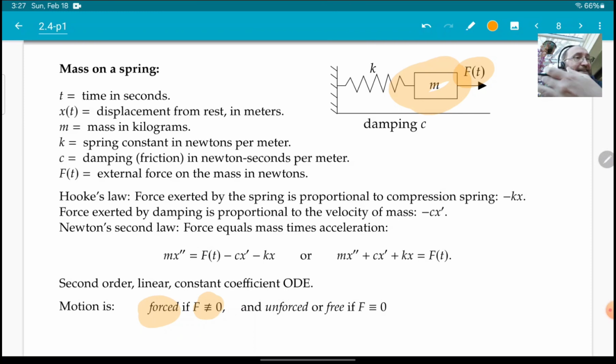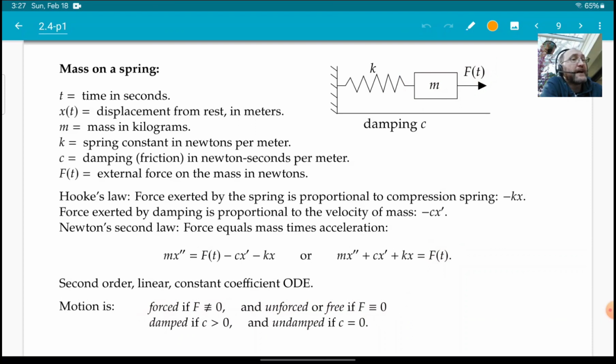And when we say not identically 0, maybe it's 0 somewhere, at some times it's 0, but it's not always 0. Then it's forced, there's some external force. It's unforced or free if this f is 0, and that's actually what we're going to consider in this section. Just free. Now we're going to say it's damped if c is positive, and it's undamped if c is 0. Notice here, that's actually somewhat important, that m, c, and k are all positive numbers.